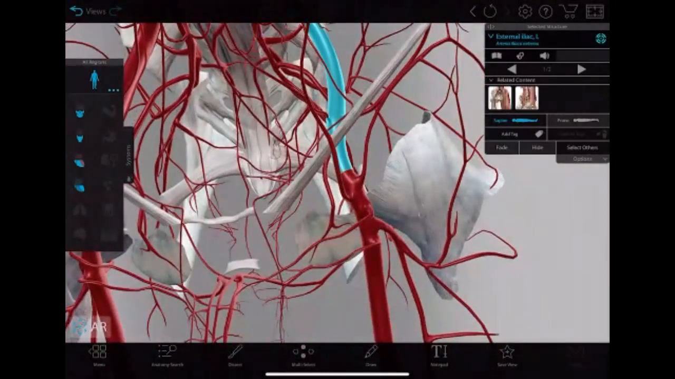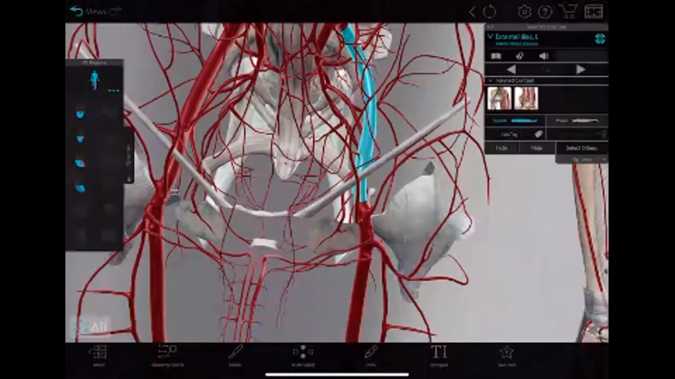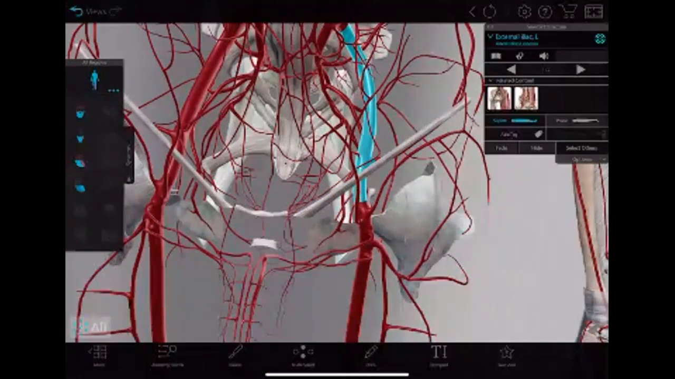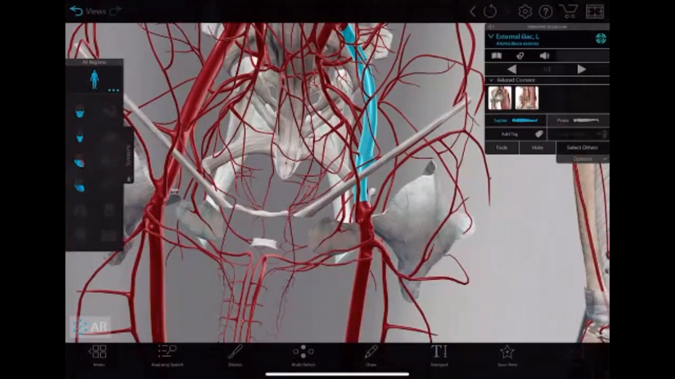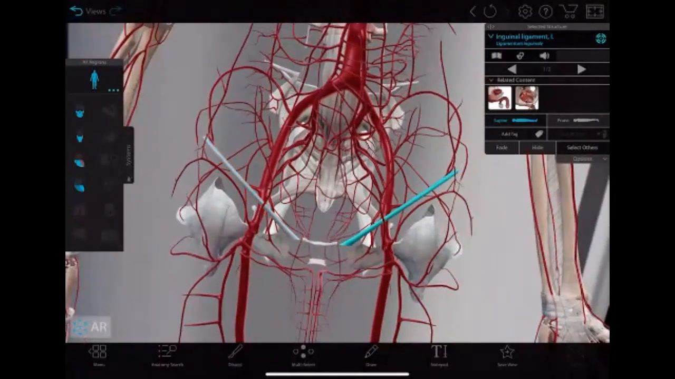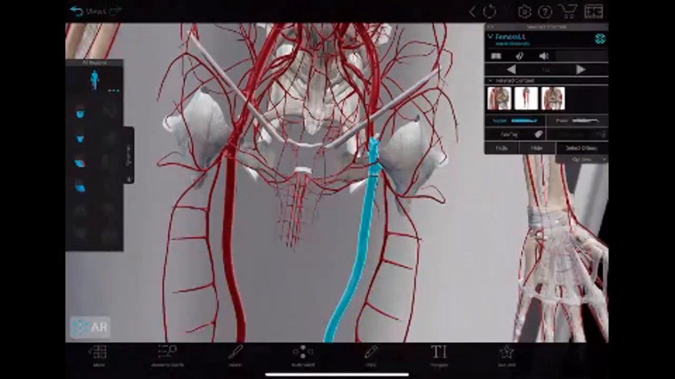Then again, the external iliac artery, after it crosses the inguinal ligament, is known as the femoral artery. As I have said 1,000 times, it is the same thing but with different names. Immediately after crossing the inguinal ligament, on both sides, it is called the femoral artery.